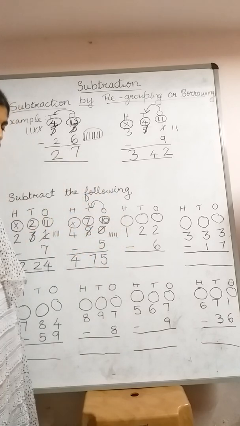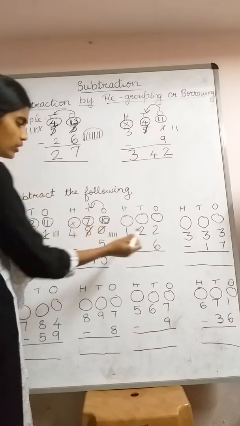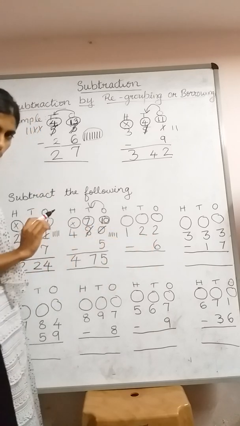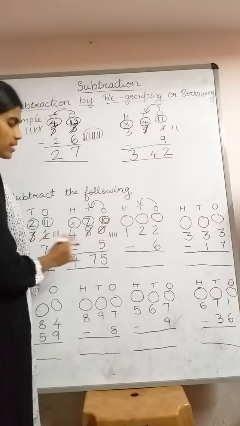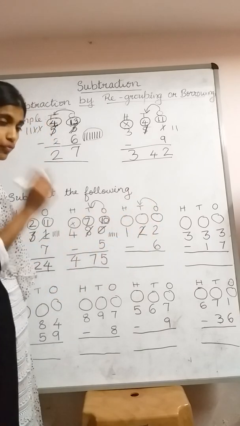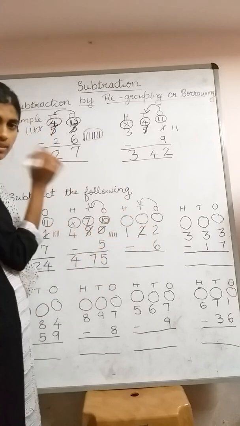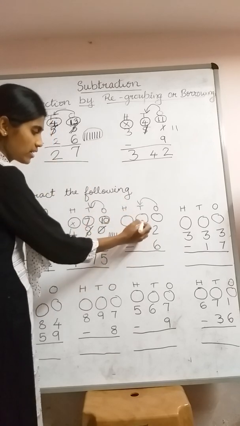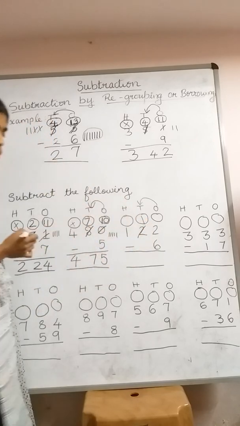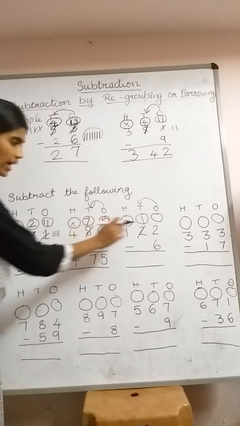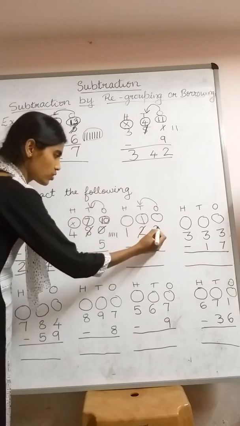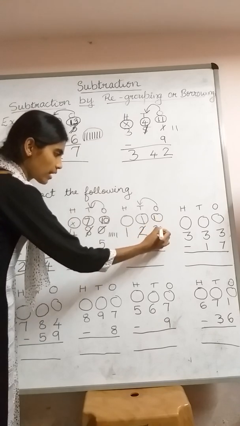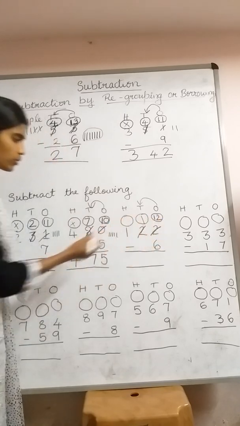Kindly understand and concentrate here. Fine. 2 minus 6. It's not possible. What should we do? Go to the tens place. Strike this number. First thing is to strike the tens place. Strike and write the backward number 1. Okay, where will the 1 ten go now? It should go to the ones place. So strike this number and write it.